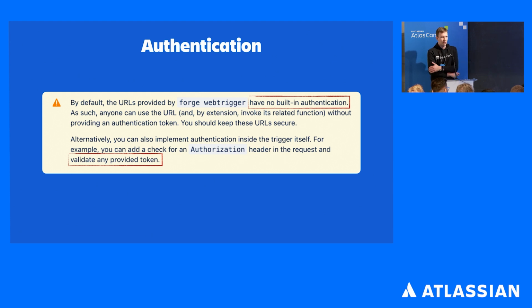So if we come to authentication, this is from the documentation of the web triggers, and as you can see, there's no built-in authentication. So we had to find our own way to get that achieved, to secure these web triggers, because having them published, and if someone who has not access to a certain instance gets these URLs, they can use it without logging in, and that could be a problem.